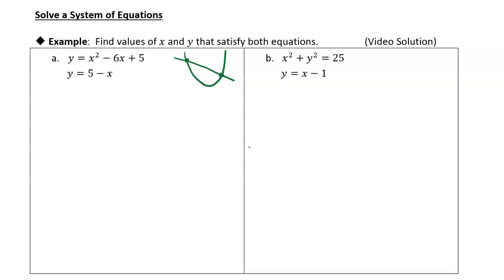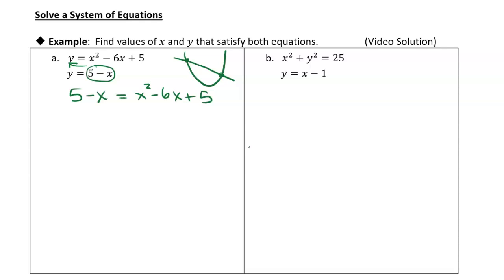All right. Now, in order to solve this, we can do a substitution, or we have y on both sides. So if y is equal to x squared minus 6x plus 5, and we're also trying to find a value of x where y is equal to 5 minus x, then we can just set these things equal to each other. So we can just say 5 minus x is equal to x squared minus 6x plus 5, right? We're just taking this as the value of y and substituting it in here.